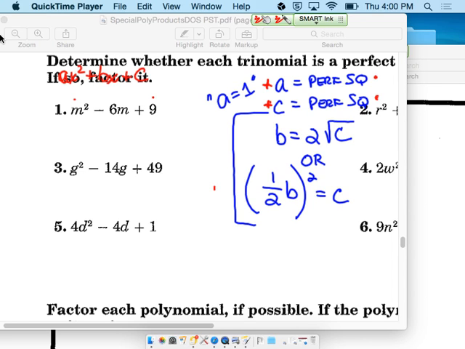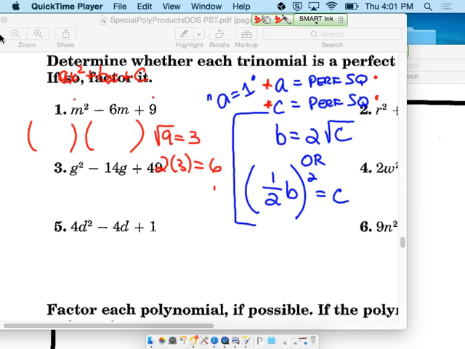One way to think of it is b is 2 times the square root of c. And that sounds complicated, but let's look at it here. c is 9 in example number 1. The square root of 9 is 3. Is b 2 times 3? So 2 times 3 is 6. If b is 2 times 3, then that means that this is a perfect square trinomial.